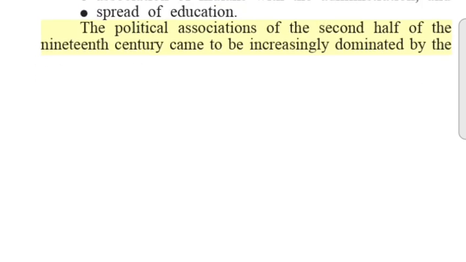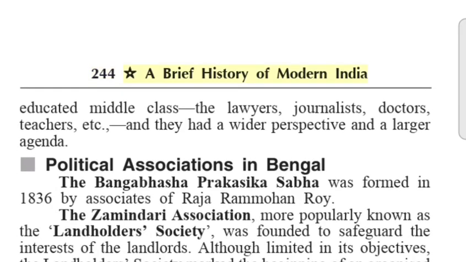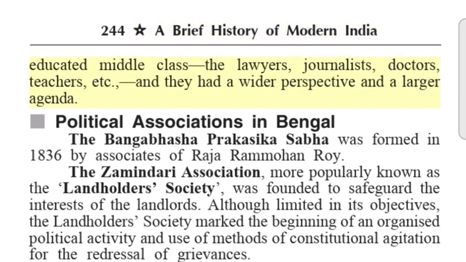The political associations of the second half of the 19th century came to be increasingly dominated by the educated middle class, the lawyers, journalists, doctors, teachers, etc., and they had a wider perspective and a larger agenda.